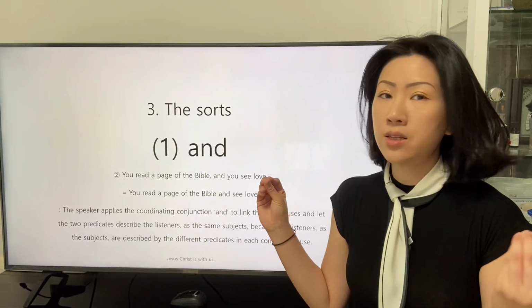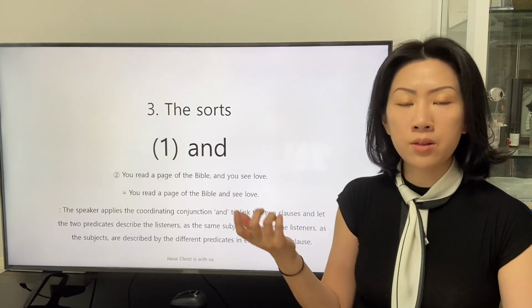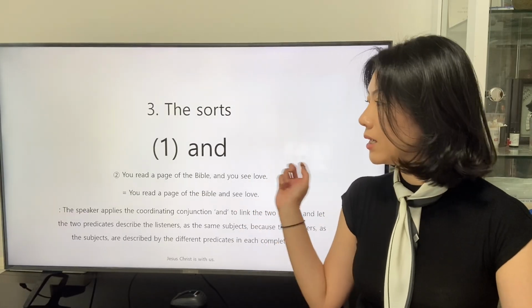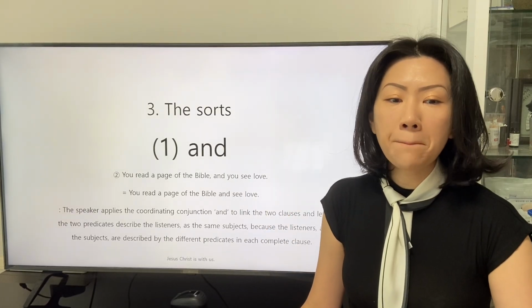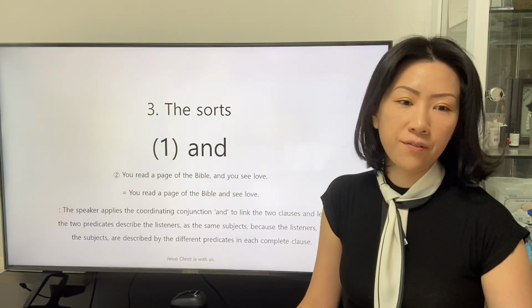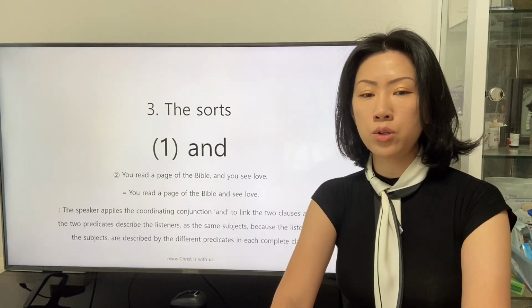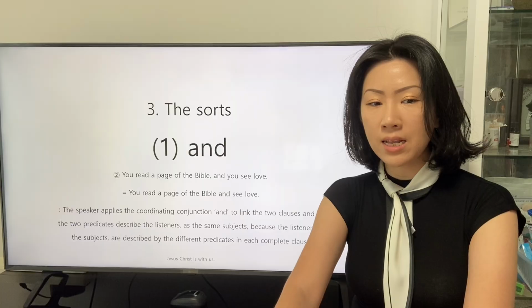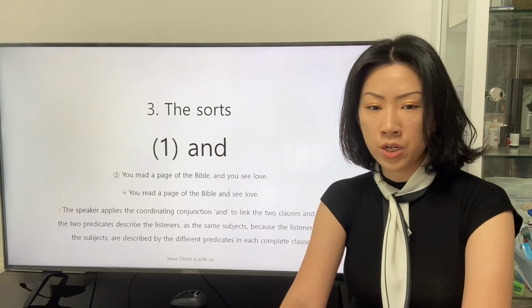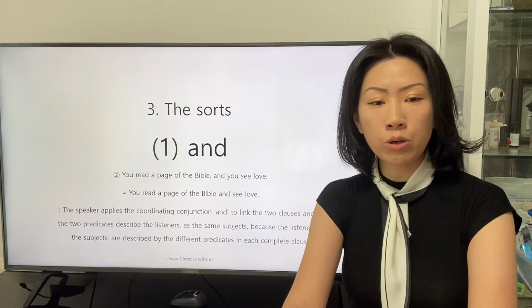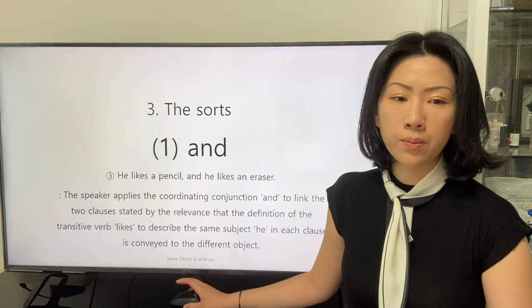We can abbreviate the two clauses while we apply the coordinating conjunction and like this. You read a page of the Bible and see love. The speaker applies the coordinating conjunction and to link the two clauses and let the two predicates describe the listeners as the same subject, because the listeners as the subject are described by the different predicates in each complete clause.